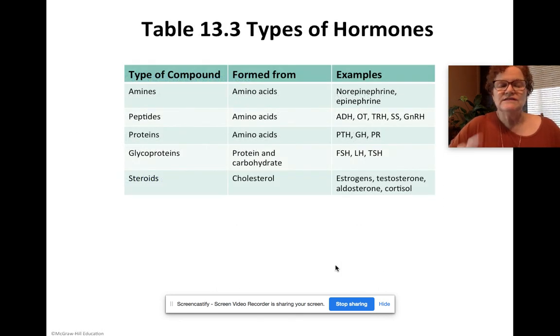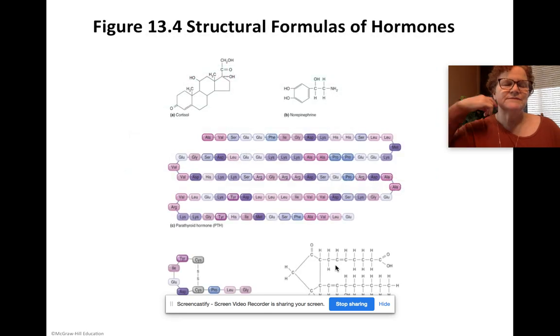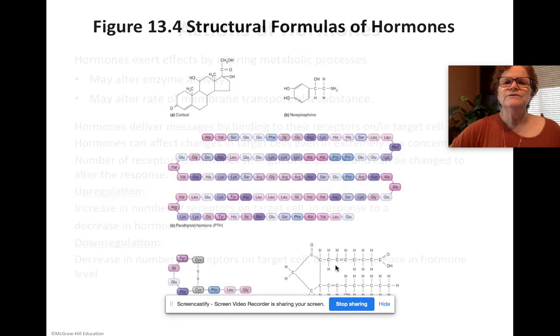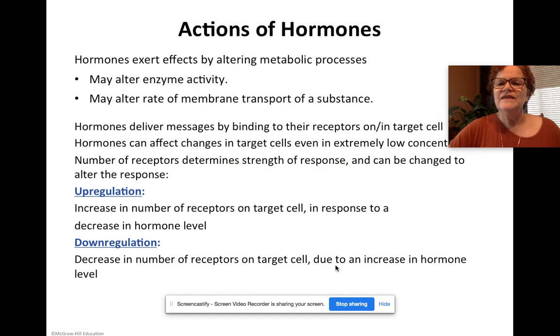And then again, here we've got types of proteins, types of hormones. Don't need to know these structures here. The actions of hormones, you can look at these two bulleted things here. This is what they're doing here, and get these definitions of upregulation and downregulation.